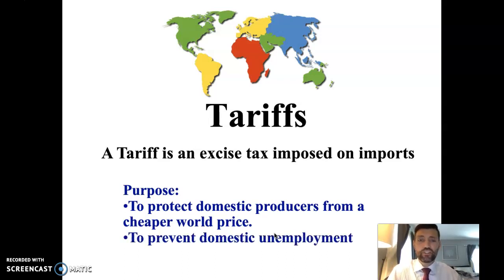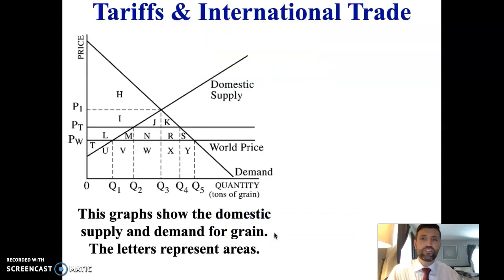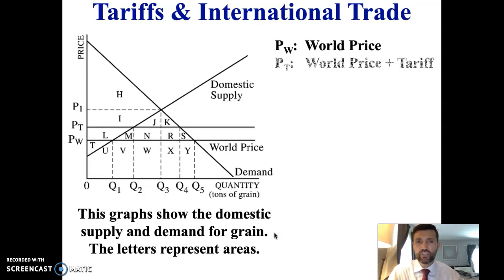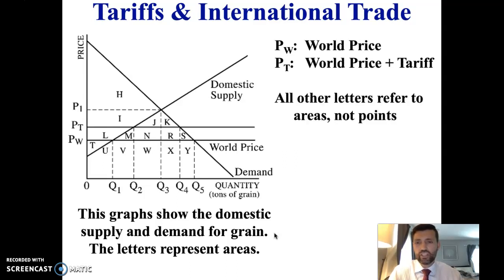We want to also prevent domestic unemployment while still gaining some of the benefits of globalization in terms of cheaper prices. So this is an example of a tariff question that you might see on an AP exam from the College Board. The letters are corresponding to areas instead of points of intersection.